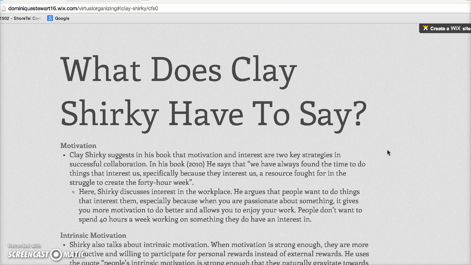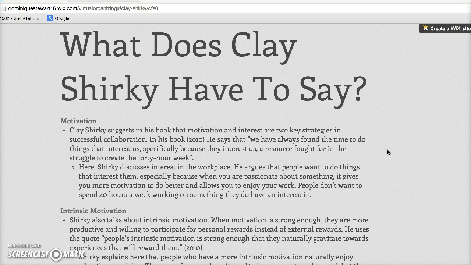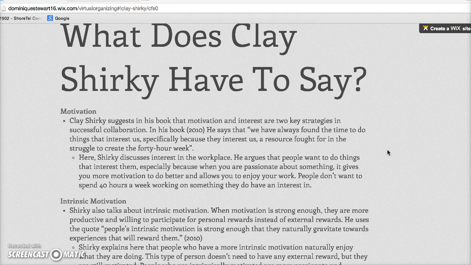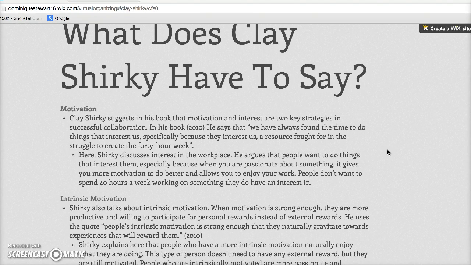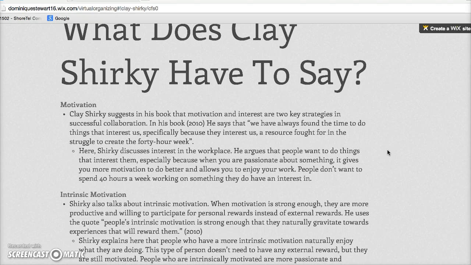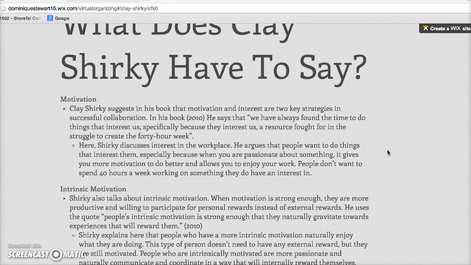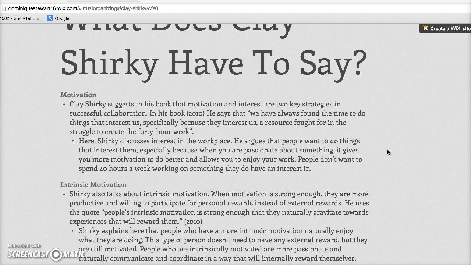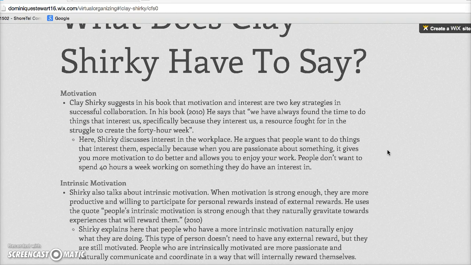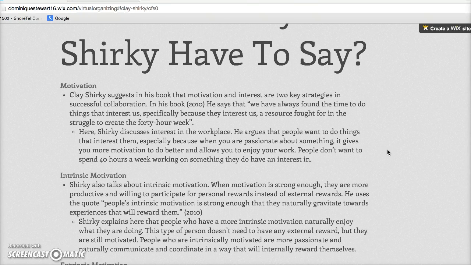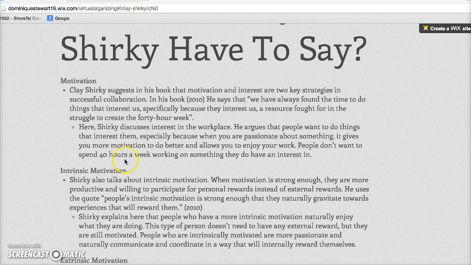What does Clay Shirky have to say? Clay Shirky suggests in his book that motivation and interest are two key strategies in successful collaboration. In his book, he says that we have always found the time to do things that interest us, specifically because they interest us. Our research fought for it in the struggle to create the 40-hour week. Here, Shirky discusses interest in the workplace.